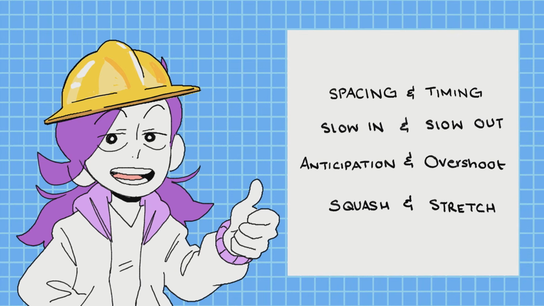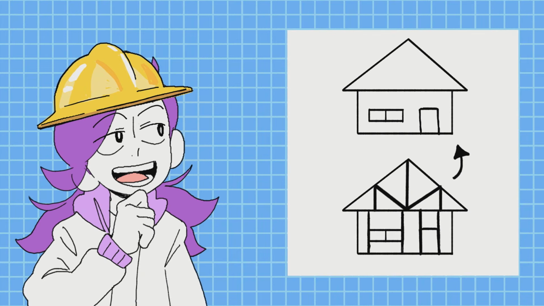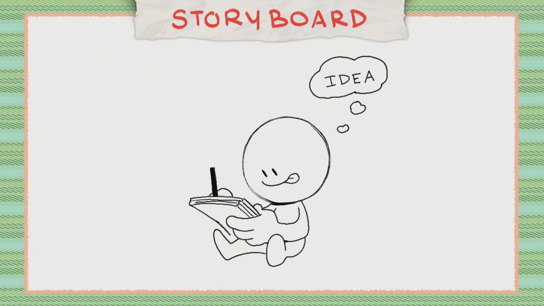Alright, now that we know the bare basics of animation, we can make something. Usually, you want to start your animation like building a house. You create a blueprint of steps and build from that foundation. First, you'll want to make a storyboard.